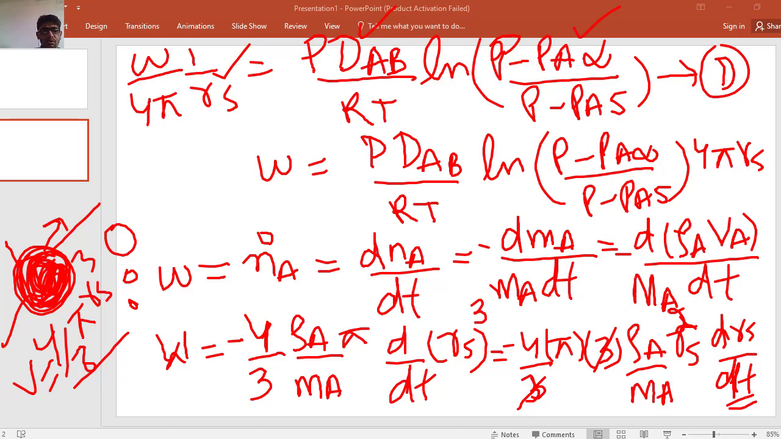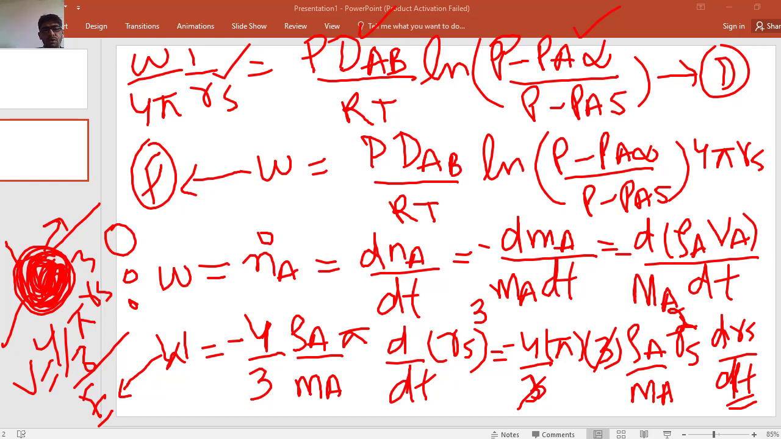The mass of the water will decrease with the passage of time. So W is equal to, suppose this is equation number E and this is equation number F. Compare equation E and F. Equation E is 4 pi r square and equation F is P dAB divided by RT, 4 pi rs.